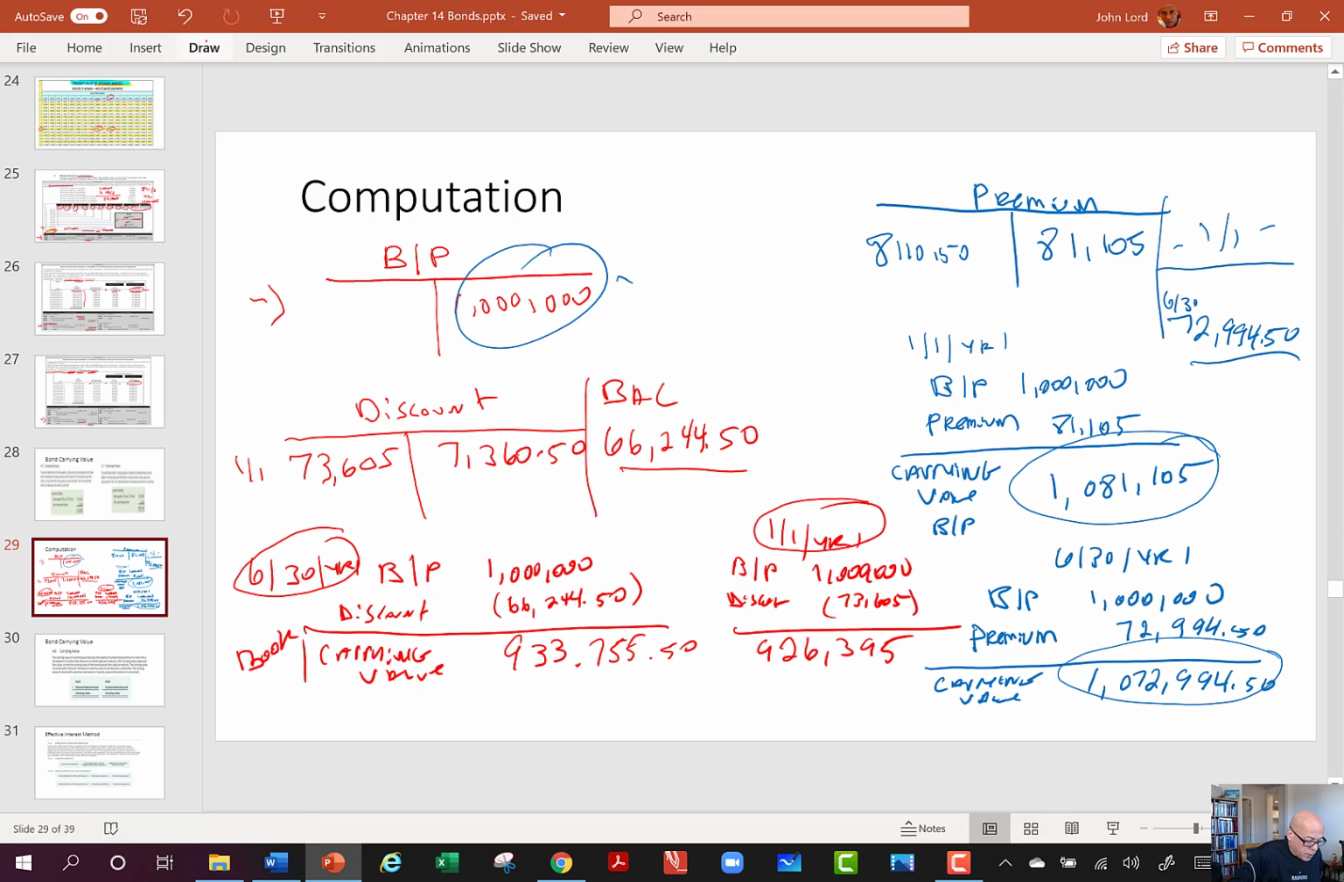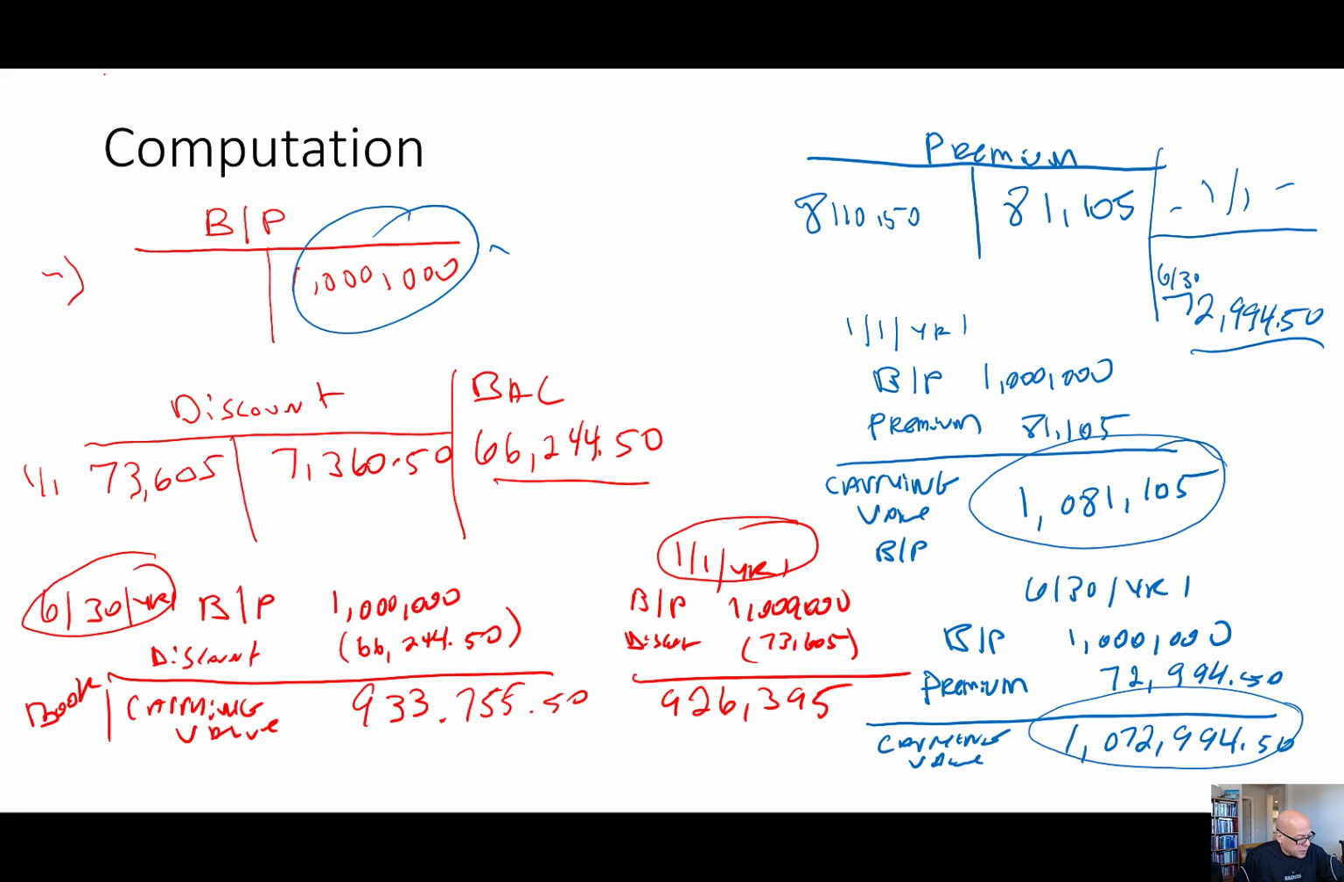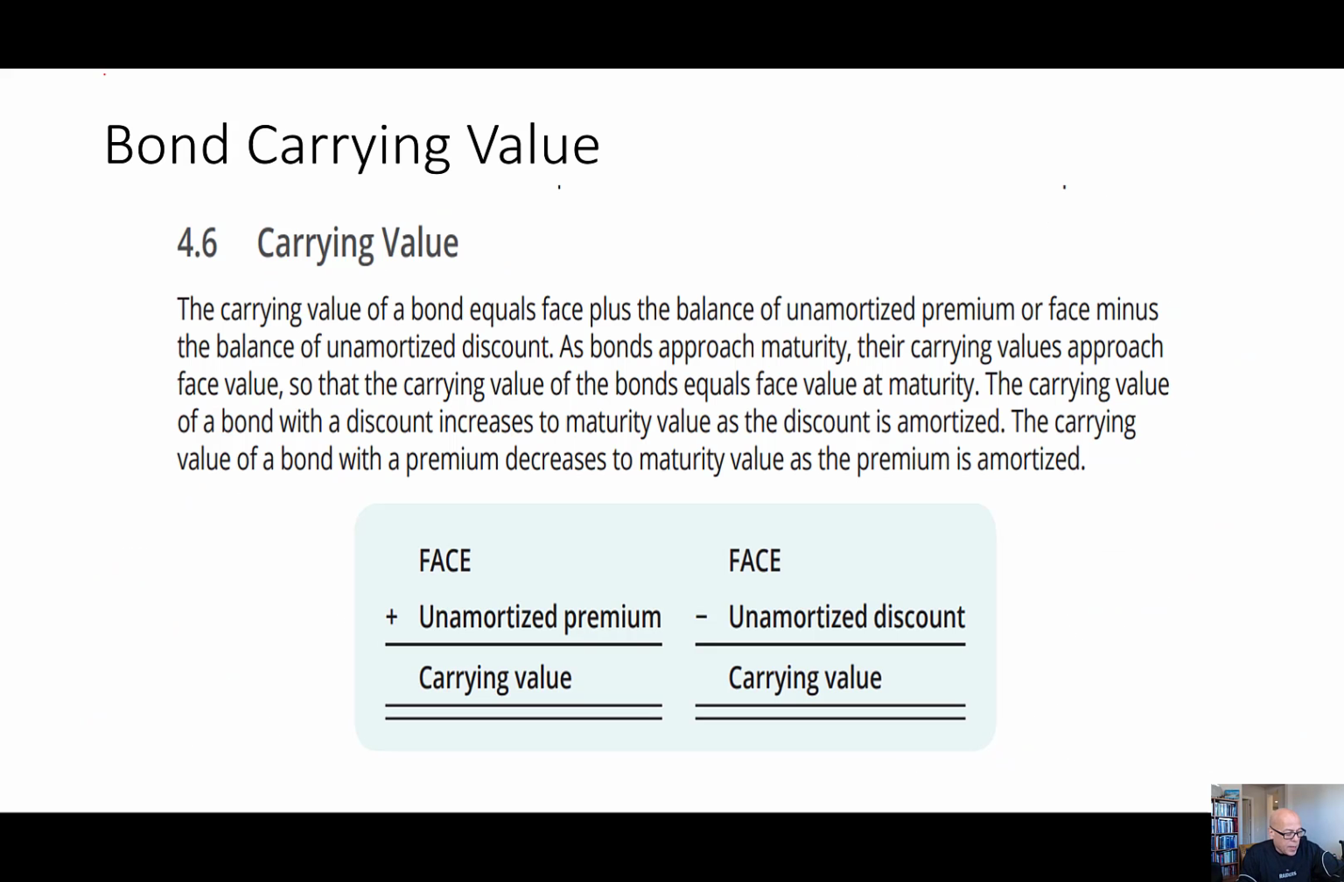Okay, good. So we now have seen those computations. So I want to just take over and take a look at the next slide. And this is good to help us just remember how the unamortized premium or unamortized discount, it can't be both. Of course, it has to be one or the other, right? You can't have both a premium and a discount, okay?